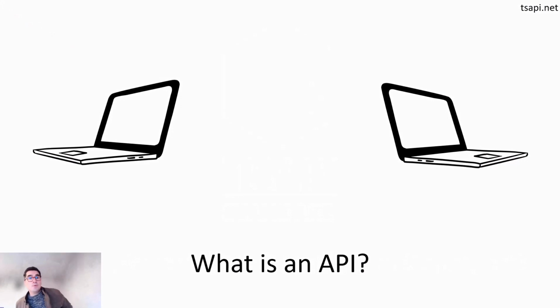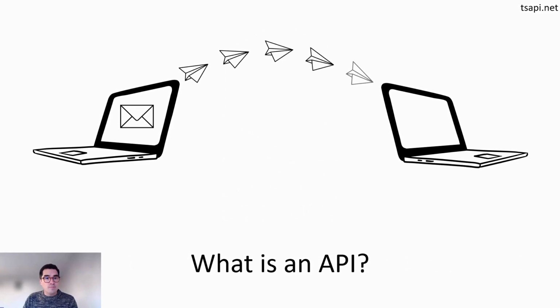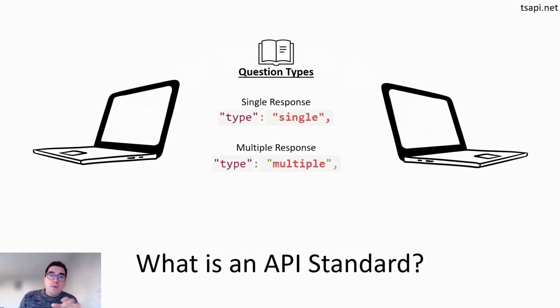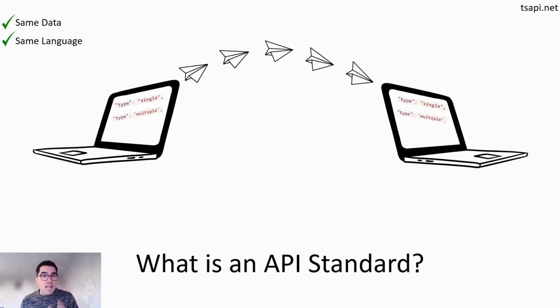So what is an API? Well, put simply, an API helps systems share information. Take emails, for example. You don't need to share files and import them to read an email. An API ensures that message gets through directly. But for that to work, we need a standard. And an API standard is a bit like a common language, like a phrase book. When two systems have the same type of data and understand the same language, they can talk to each other.